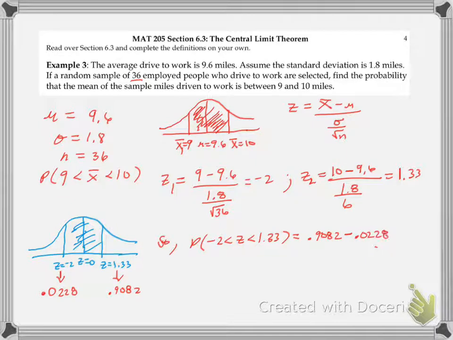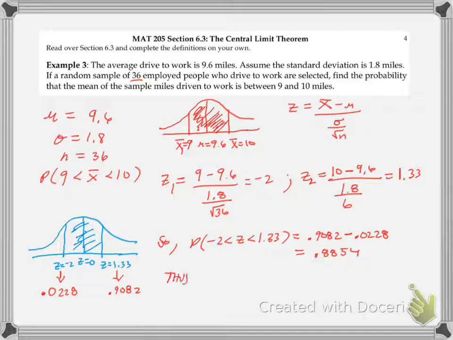Once you see whether it's talking about sample means or just directly wanting to know information like in 6.2, it's very similar to what we've been doing. So this shouldn't be too difficult. And this is 0.8854. And so the question is, what's the probability that the mean of the sample miles driven to work is between 9 and 10 miles?